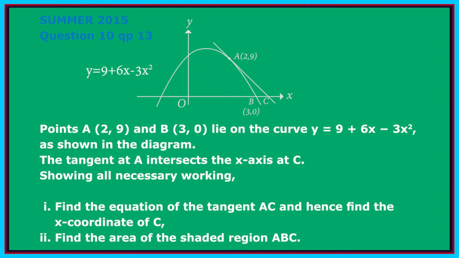Question 10, QP13, summer 2015. Points A, (2, 9) and B, (3, 0) lie on the curve y equals 9 plus 6x minus 3x squared, as shown in the diagram. The tangent at A intersects the x-axis at C. Showing all necessary working, (i) find the equation of the tangent AC and hence find the x-coordinate of C.